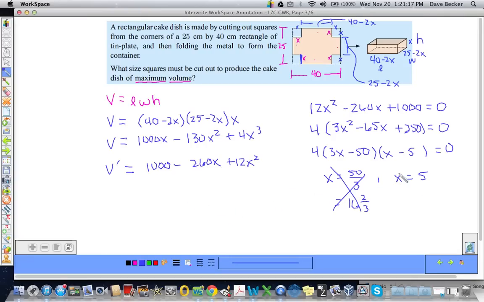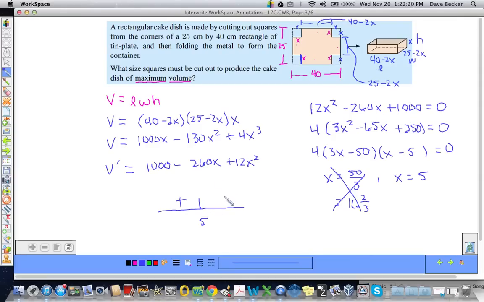So our only possibility is x equal to 5. And we think that we should cut out squares with sides of length 5 centimeters to maximize the volume of our rectangular prism. So how can I figure that out? Well, I can use a sign diagram where 5 is my 0 of my derivative, and I can use the first derivative test. I'm going to choose 0 to the left of 5, and replace x with 0 in the easiest function that I have. Maybe it looks like it's this one. 0 minus 0 plus 1000, that is going to be positive.